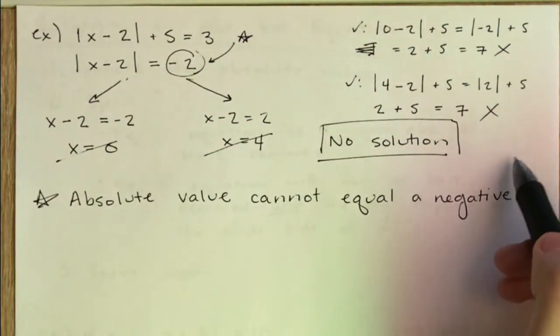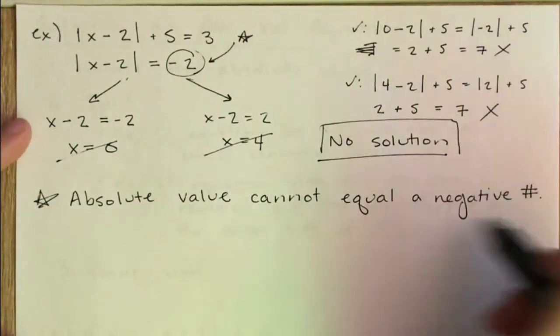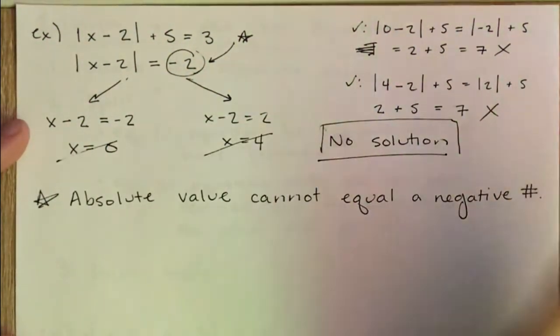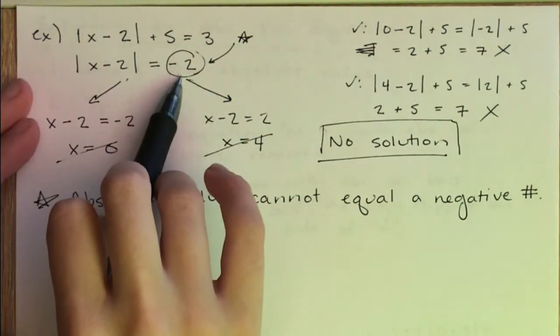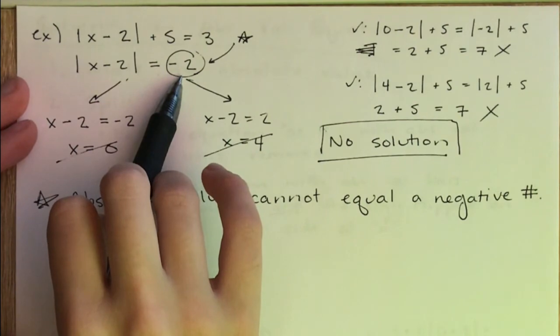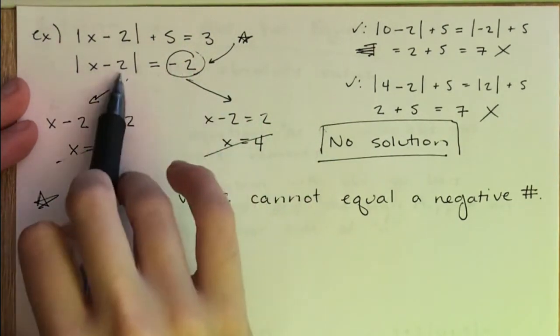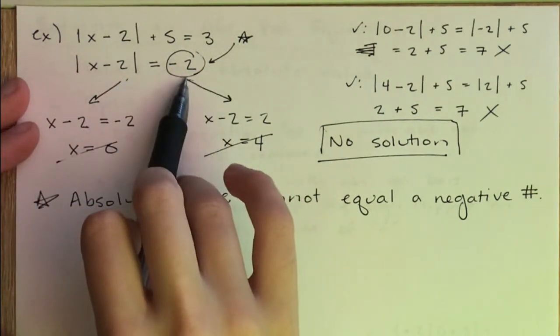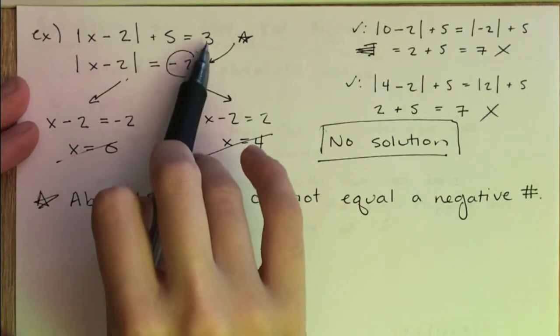So how can we avoid this in the future? How can we avoid going through all this work? Well, we just need to keep this in mind, right? We need to remember that when we've isolated the absolute value, we need to look for a negative number here. And when that happens, we know that it's no solution, right? Because this can't be a negative. It might not show up at first, right? At first, we weren't equal to a negative.